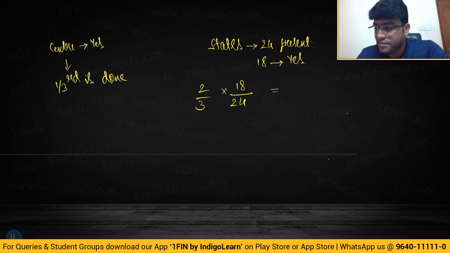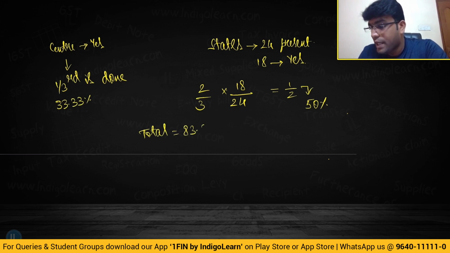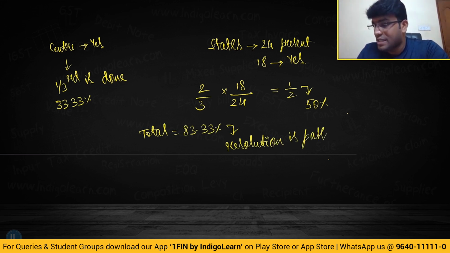How much this comes to, guys? Come on. This comes to half, I guess. 36/72. It's half. So if it's half, how much is done then? 50% is done. So 33.33 is done, plus 50% is done. Come on. What is the total done? Total done is 83.33% done. If 83.33% is done, straight away that means resolution is passed. So if it is less than 75%, resolution is obviously not passed. I hope this concept is making sense for everybody.